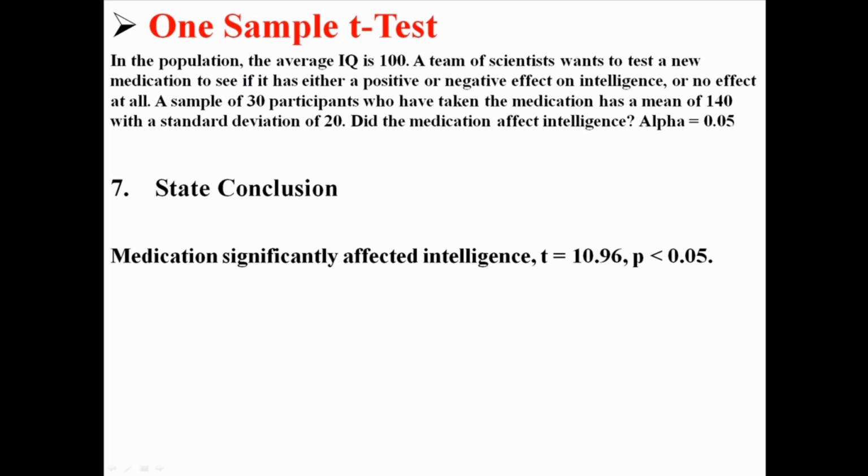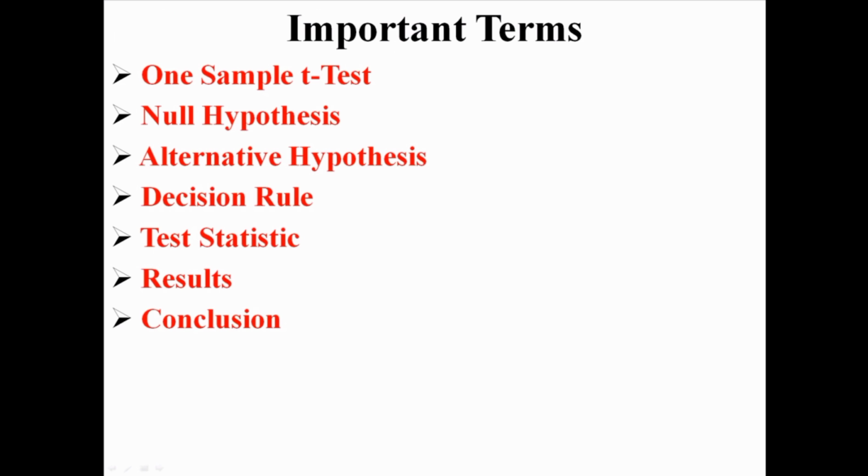And then I have t equals 10.96 with p less than 0.05. That's just the official format for stating the results. If your teacher wants you to do that, you can do that. If not, then you don't have to. But that is how you would write your conclusion. And that is a one sample t-test.